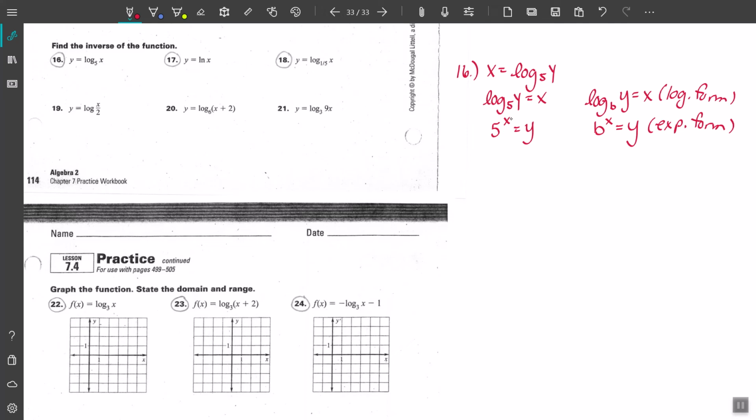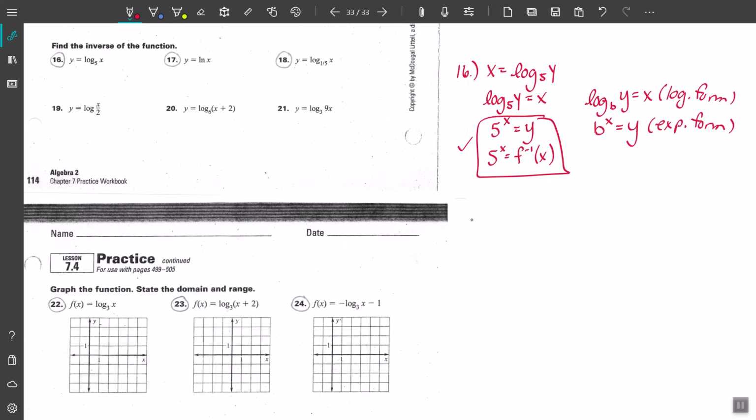We can leave it like this, or in the book, you're more likely to see it written in f inverse form. So we could write it like that as well. They mean the same thing. I'm just changing the notation on the y, calling it f inverse x. And let's actually do 18 before we do 17.